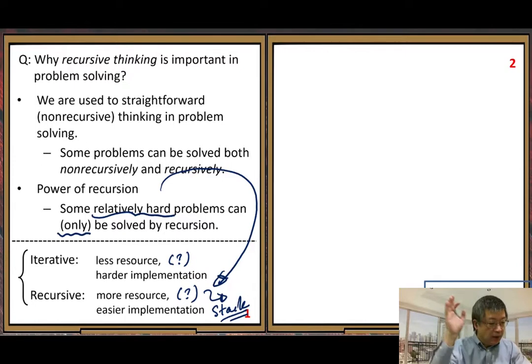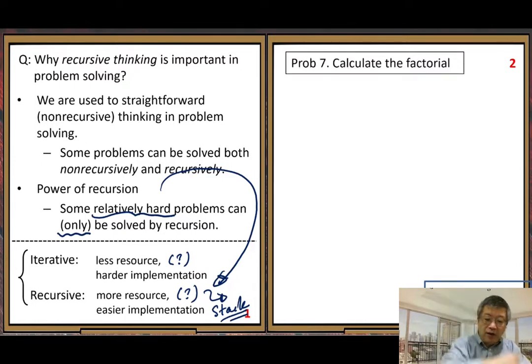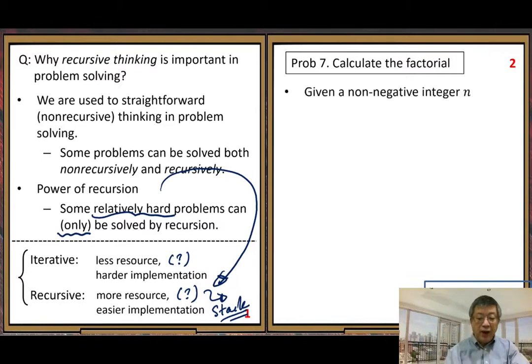All right, so let us look at our first example, question number 7. Calculate the factorial. It is a simple question, very trivial, but in order to understand and compare recursive and iterative methods, let us start from this very simple example. The question: given a non-negative integer n, find its factorial, n exclamation sign. You know the meaning of factorial.